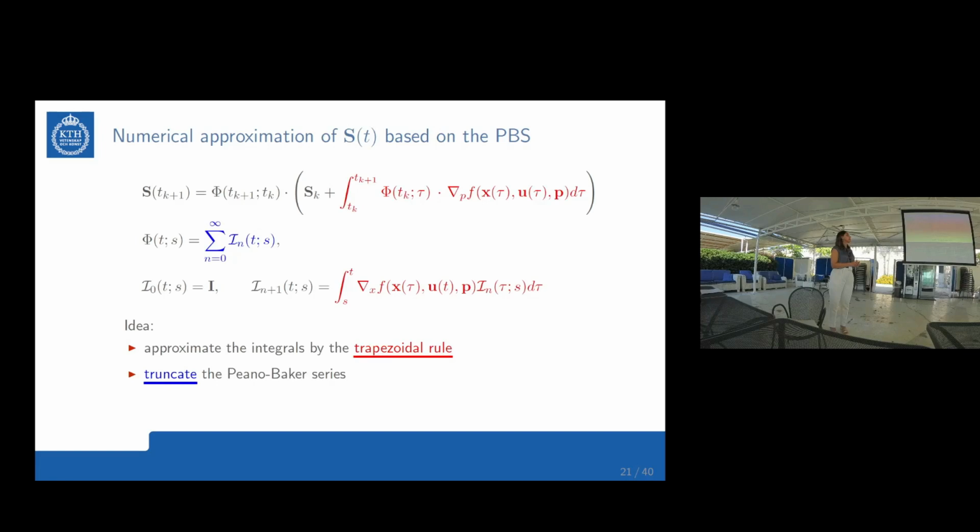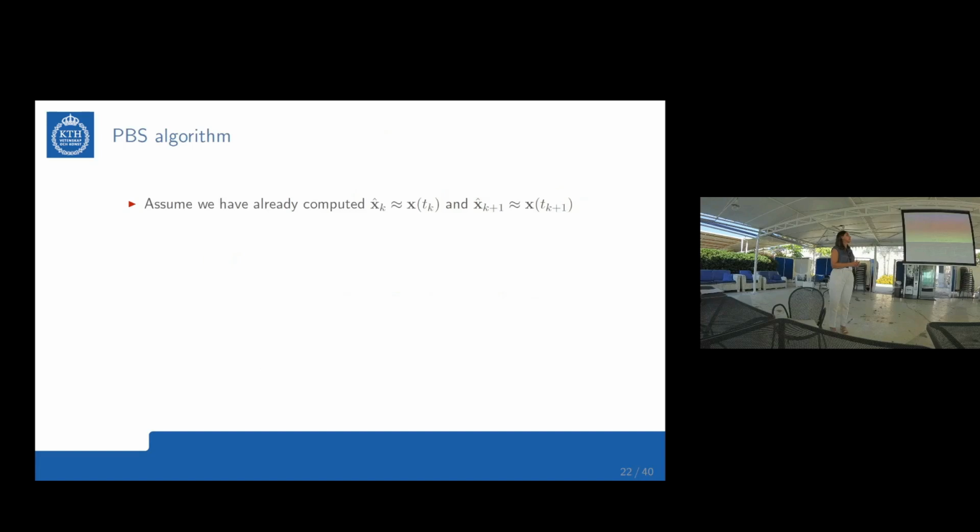And this will lead to the method that we called the Peano-Baker series algorithm, or PBS abbreviated, where we assume first to have computed already the solutions of the nonlinear ODE problem, that is an easier problem because its dimension is only nx, while the dimension of the sensitivity is nx times np. So this is not a problem to compute them.